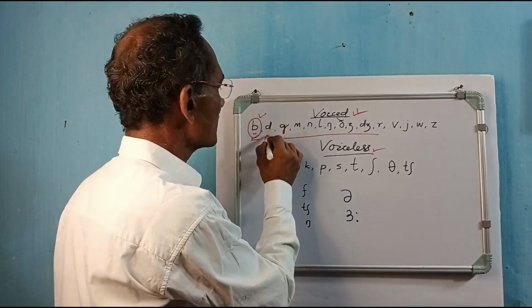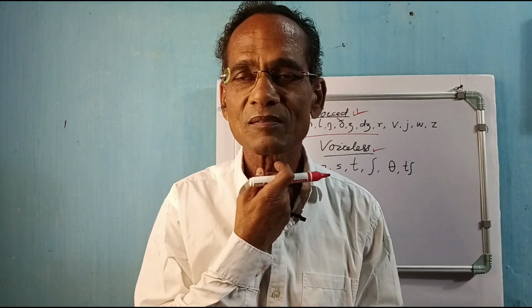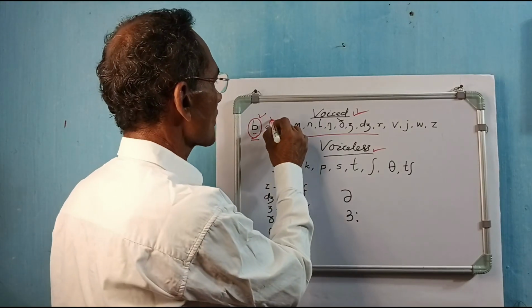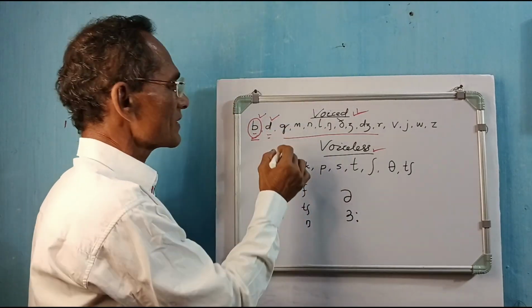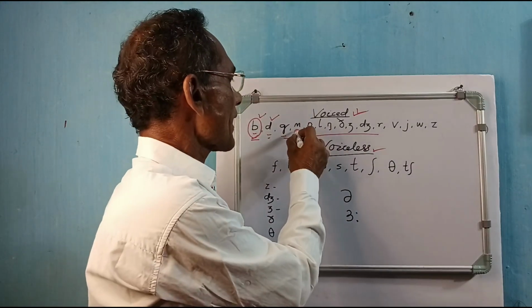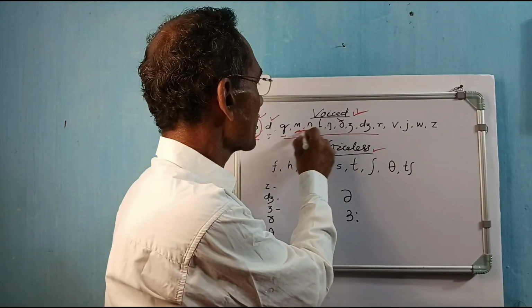Like B, D. This also vibrates. So this is also a voiced sound. Like D, G is also a voiced sound. Like M, like G, M is also voiced, and N.